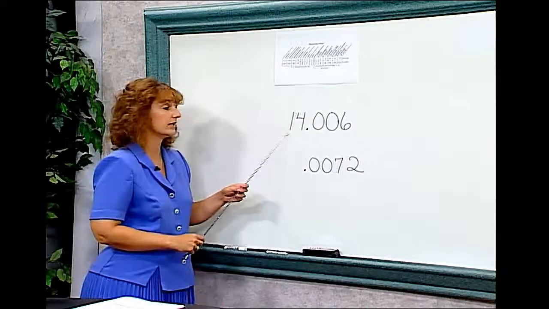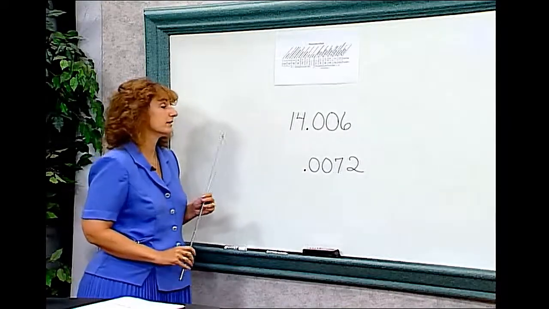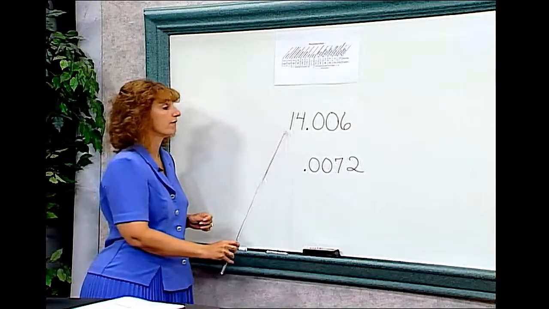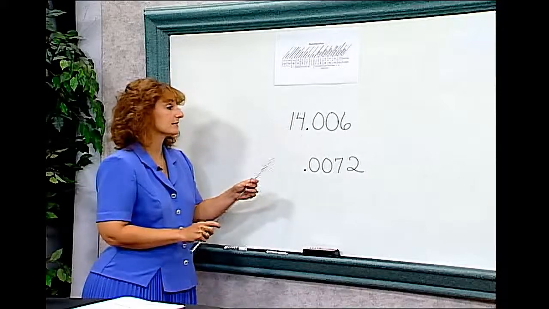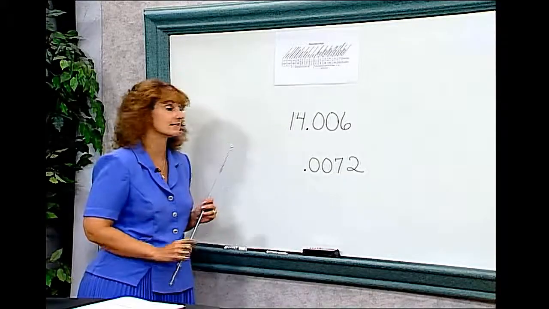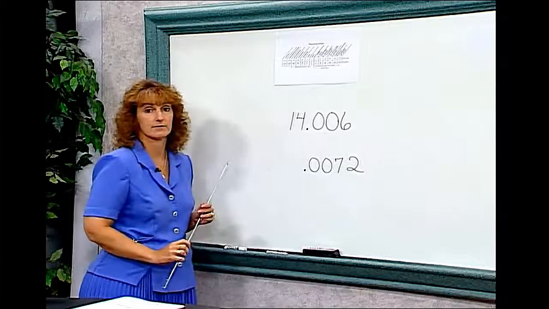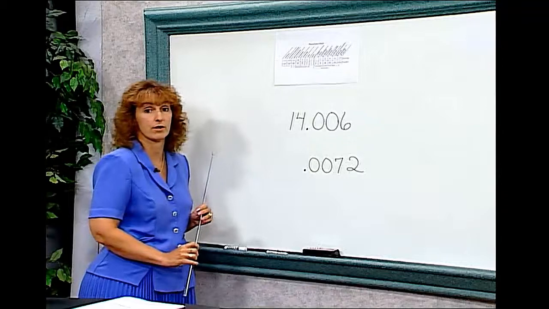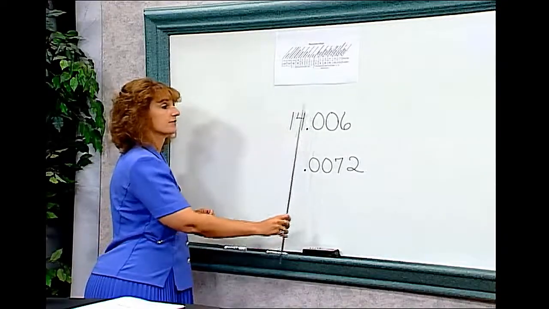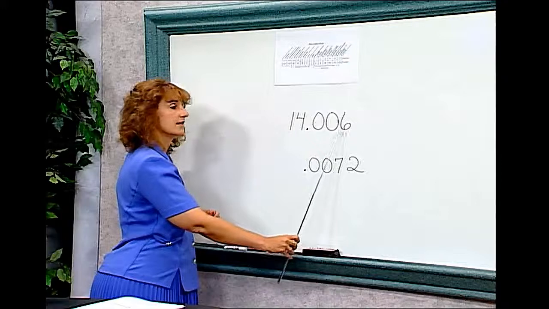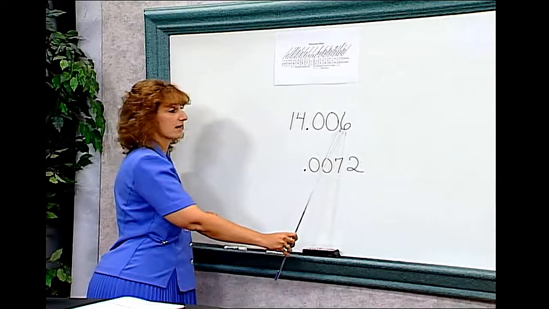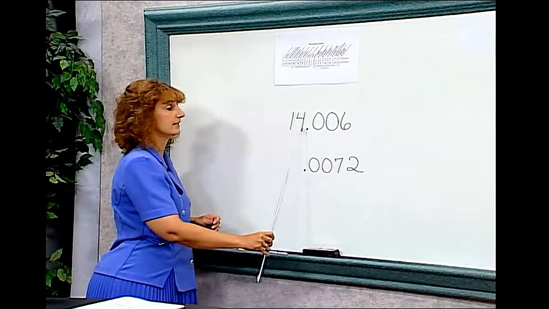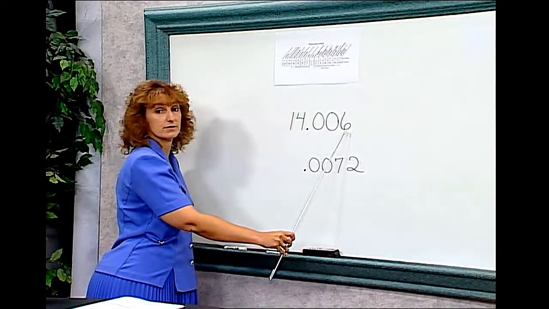Let's try now to read a decimal number. To read a decimal, you first are going to look at the whole number and read that part. 14. The decimal itself is read as the word and. So we have 14 and. We have 3 places past the decimal point. We need to say tenths, hundredths, thousandths. Since the 6 is in the thousandths column, this is read as 6 thousandths. So we have 14 and 6 thousandths.